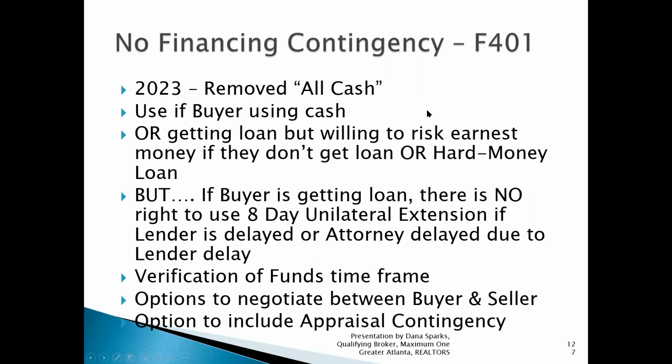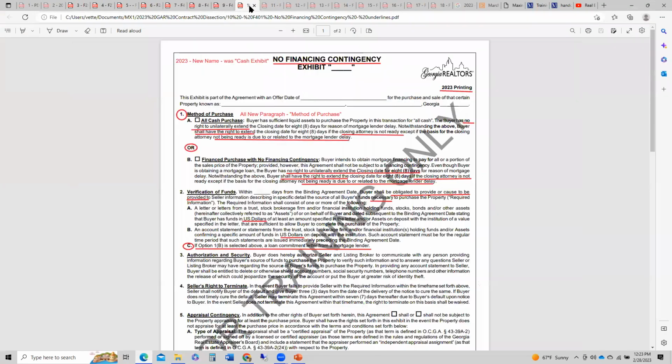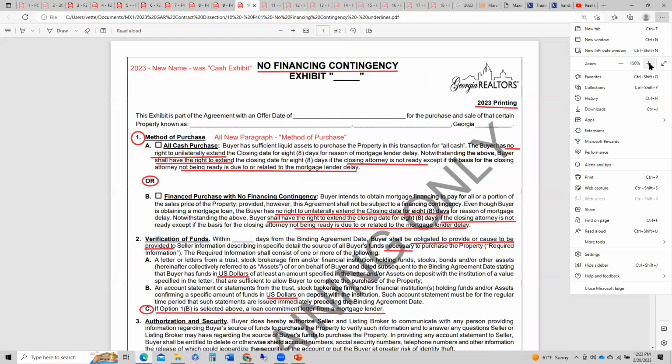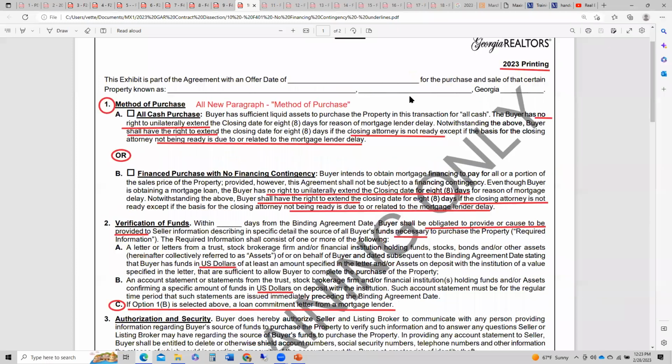Okay. Now let's talk about this form. If there is no financing, what if a buyer is paying cash? This form has been pretty drastically reworked by GAR in 2023. You guys hang in there. We're doing great. Almost done. It used to be called the cash exhibit. It is now just called the no financing contingency exhibit. They've changed, this is a brand new paragraph that says method of purchase.